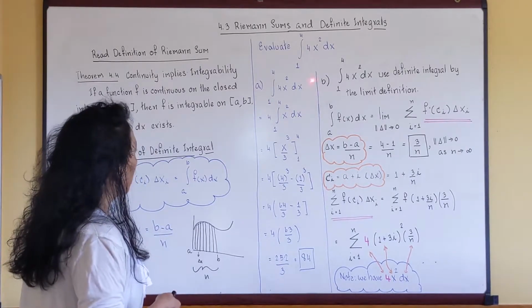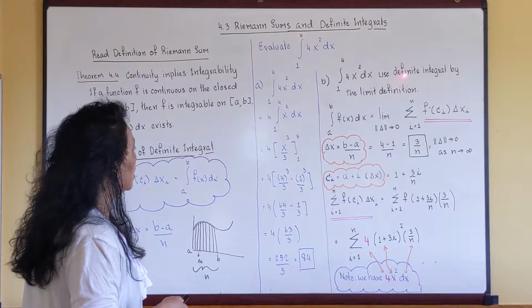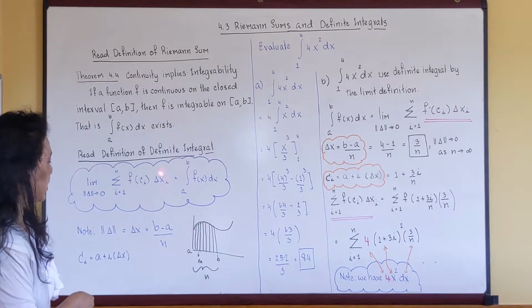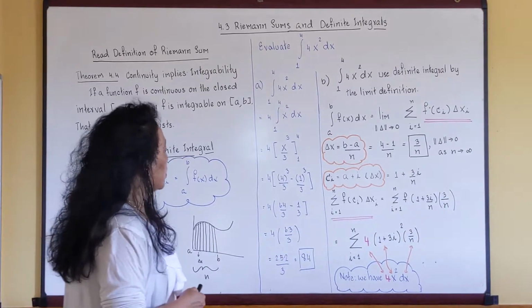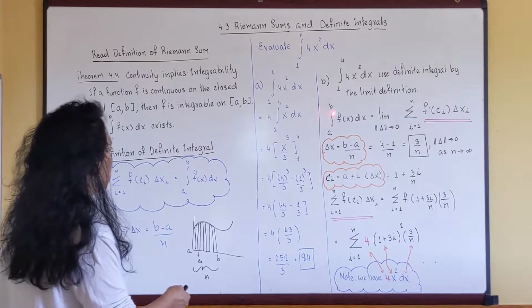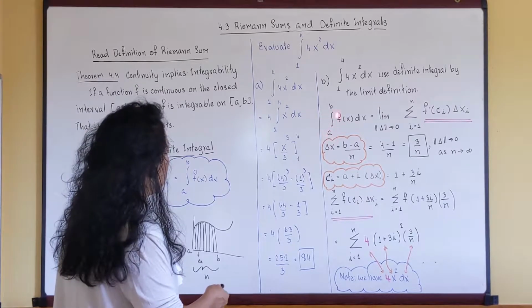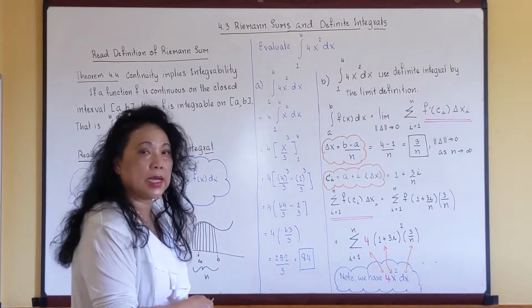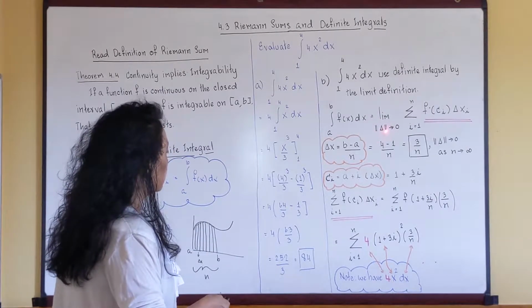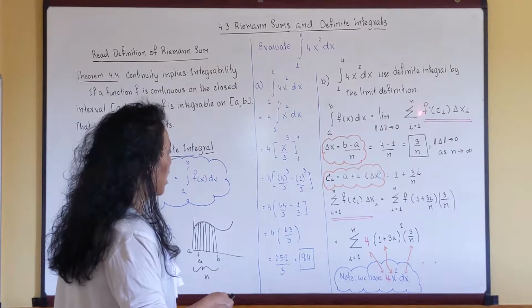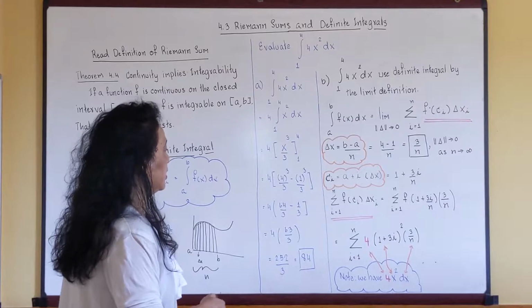Now for the second part, I'm going to use the limit definition, which is this one right here. As the theorem said, it should be equal. So the integral from a to b of f of x dx should equal the limit as the norm of delta goes to 0 of the sum from i equals 1 to n of f of ci delta xi.